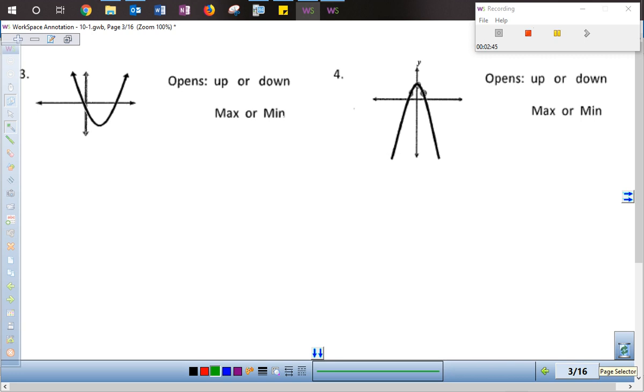Let's look at this one. Does this parabola open up or down? Great, that means it opens up. Now, since it opens up, does that mean my vertex is a maximum or a minimum? It's down here at the bottom, so that means it's a minimum. On number 4, does this parabola open up or down? This one opens down. So, is my vertex a maximum or a minimum? It's on top here, so it's a maximum.